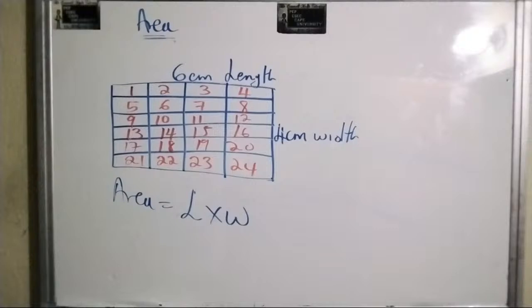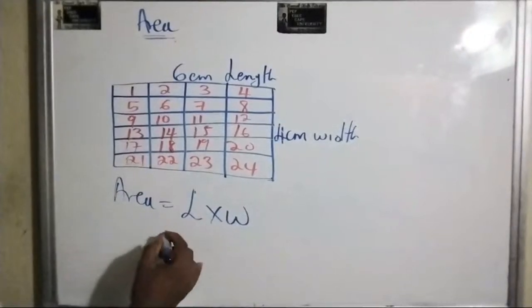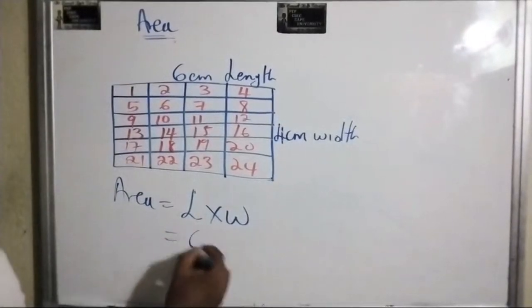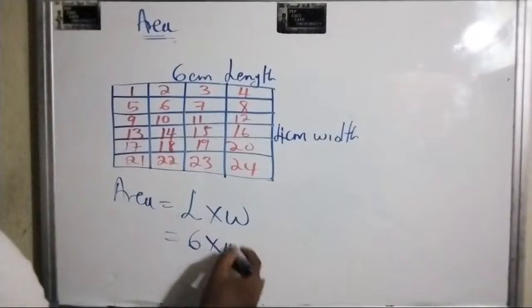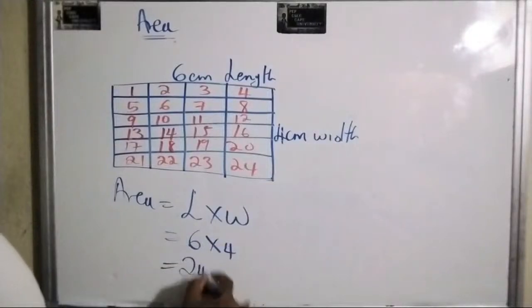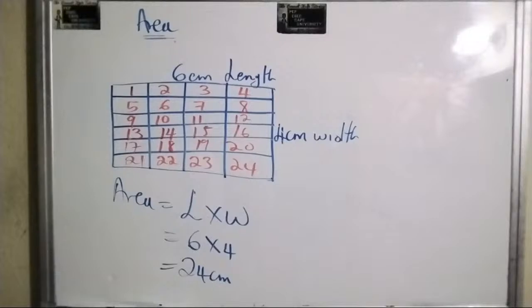So if we were to multiply 6 times 4, I wonder what we have gotten. Alright? So 6 times 4, let's see. 6 times 4 is 24. So the shortcut way works every time. Alright? Let's look at a square now.